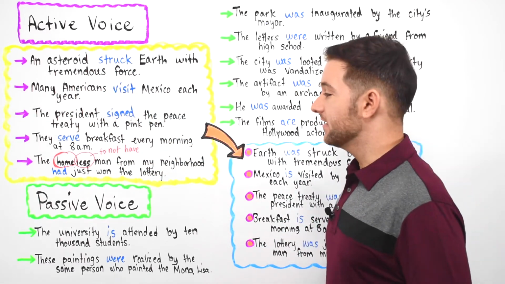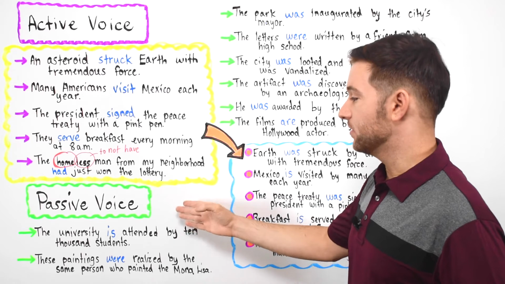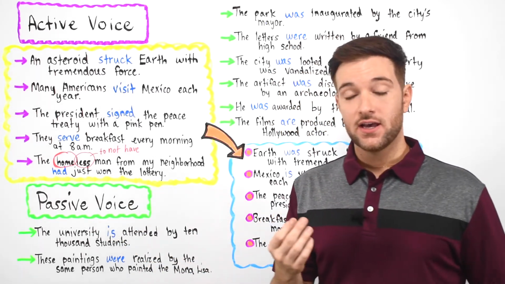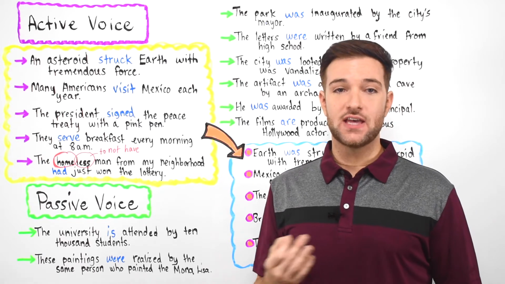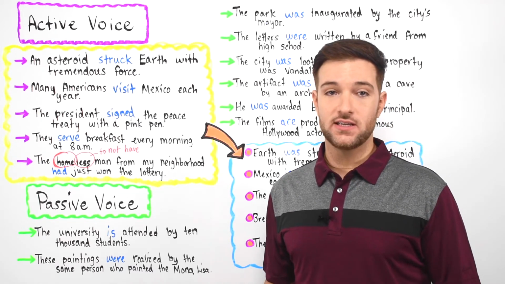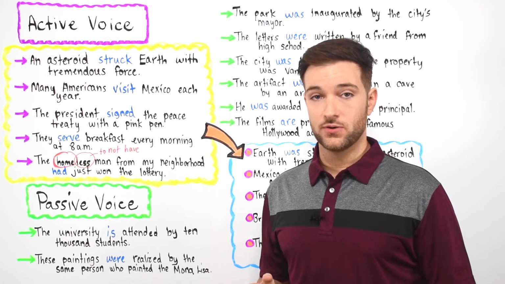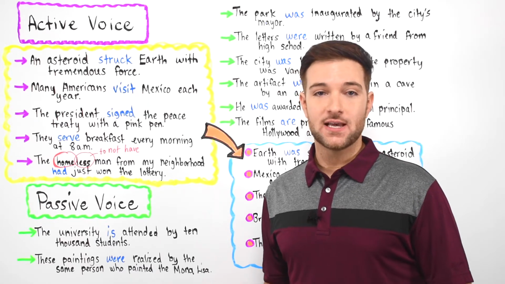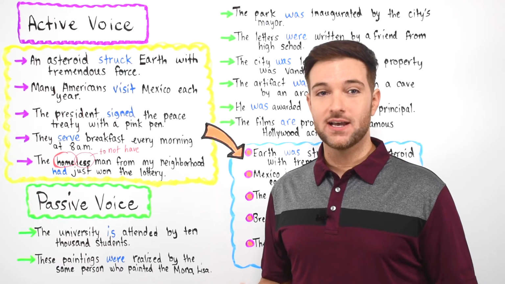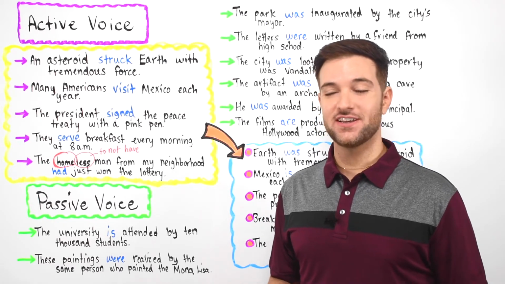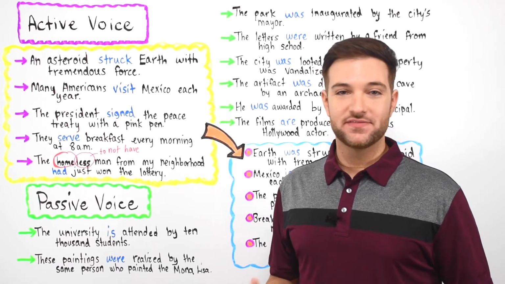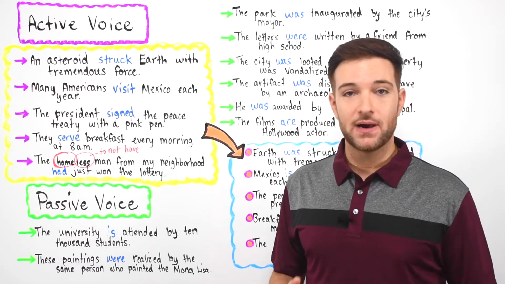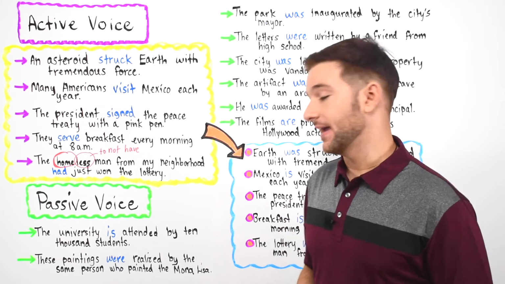Now let's go ahead and take a look at how to make a passive voice sentence or a passive sentence. In the passive voice, the object of the active verb becomes the subject in the passive sentence. So the active verb changes into a passive form and the subject of the active verb becomes the agent. Okay, so in passive sentences, the agent is introduced by the word by.